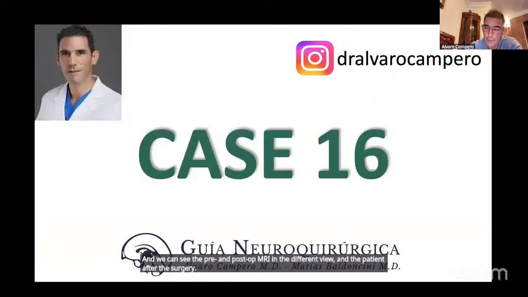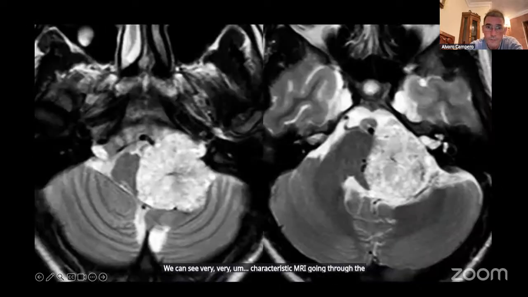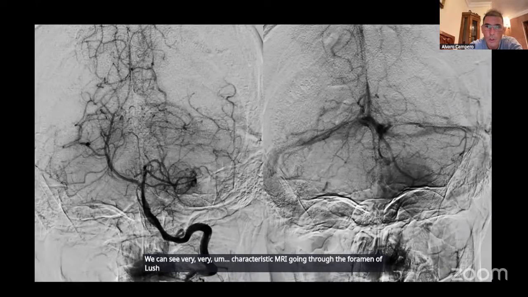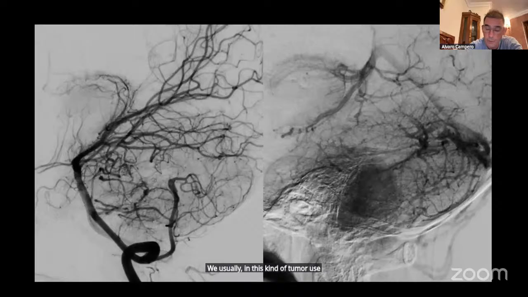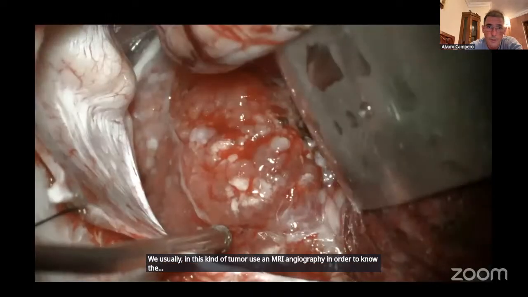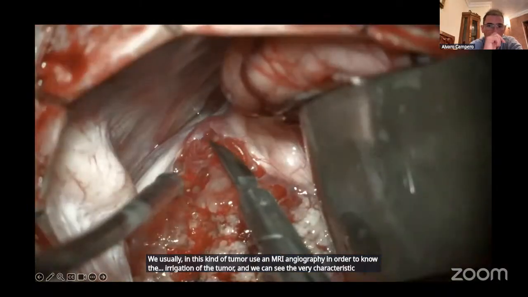The last cases, a case of the choroid plexus papilloma. We can see very characteristic MRI going through the foramen of Luschka in the T2. We usually, in this kind of tumor, use an MRI angiography in order to know the irrigation of the tumor. And we can see the very characteristic aspect of the tumor.